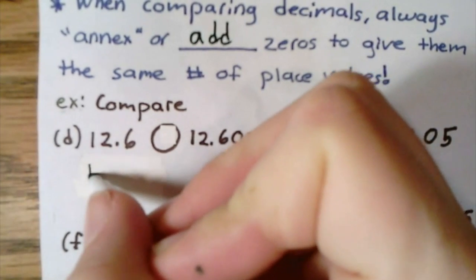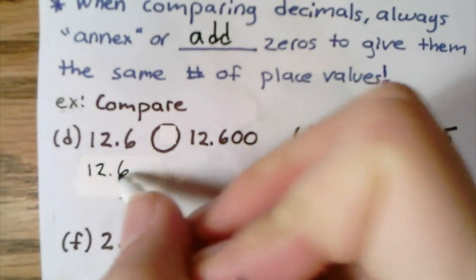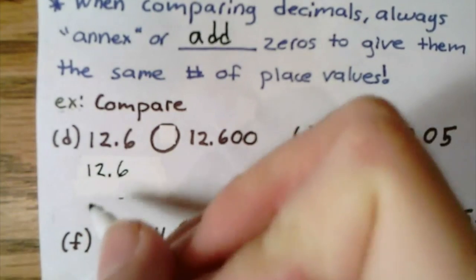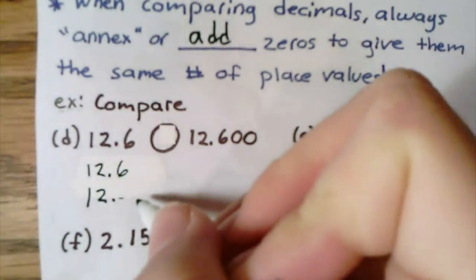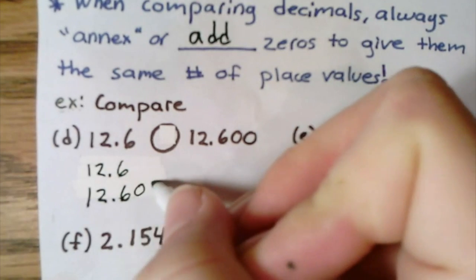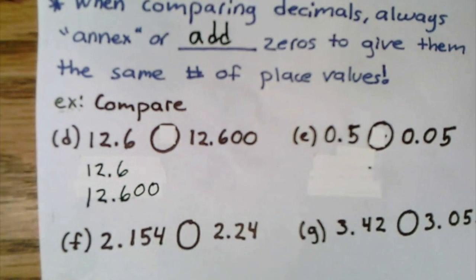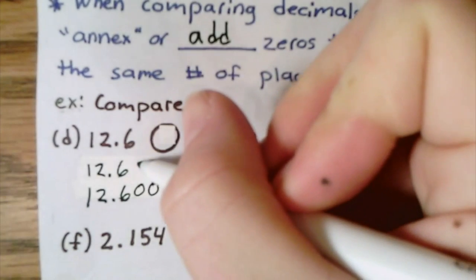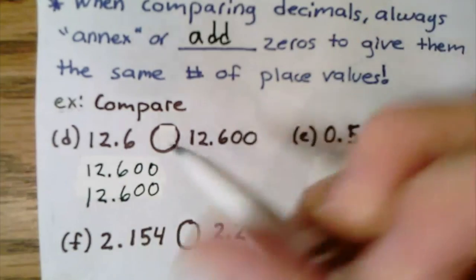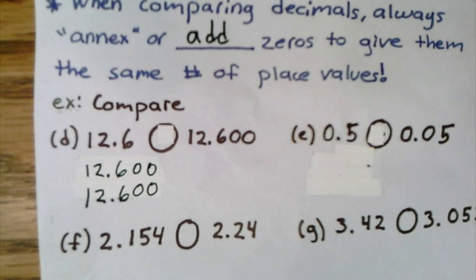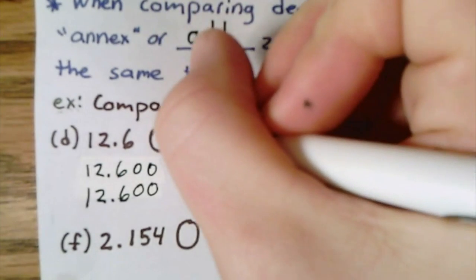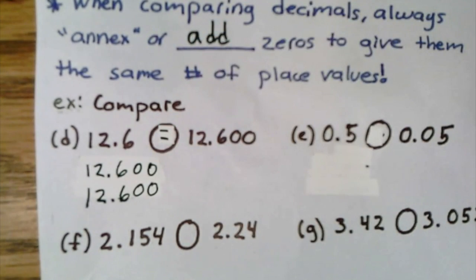And the first step is always to write the numbers vertically and line up their decimal places. So we got 12. And now I'm going to annex or add in zeros so that way they have the same place value. And now I can see which of these numbers is greater. Right, neither of them. They are the same, so they are equal to each other.